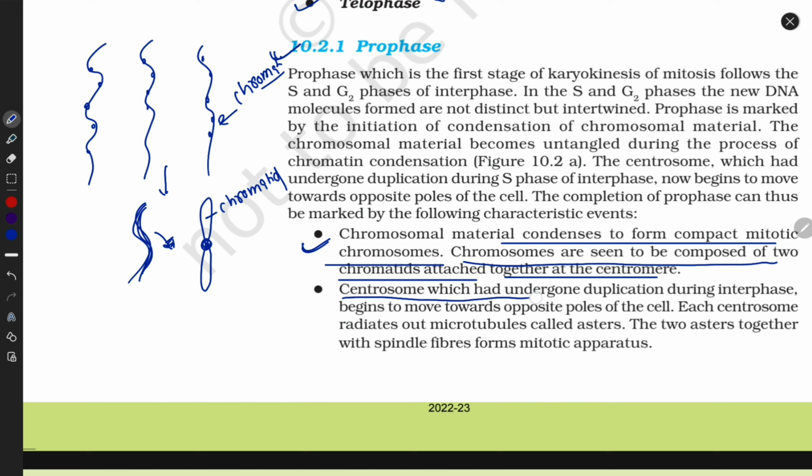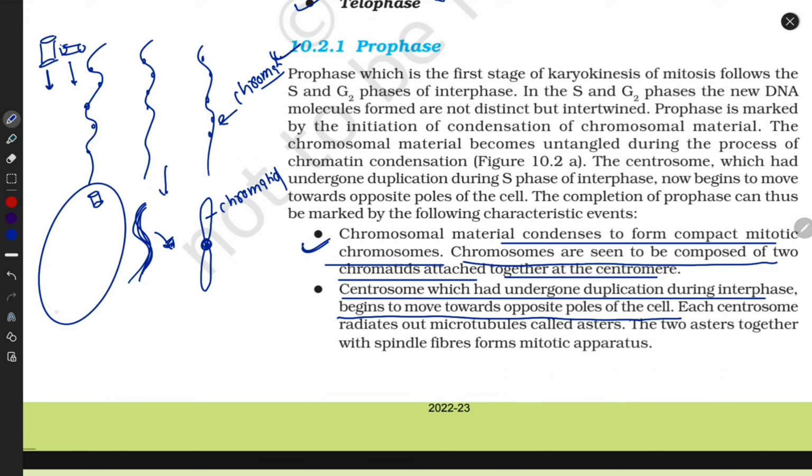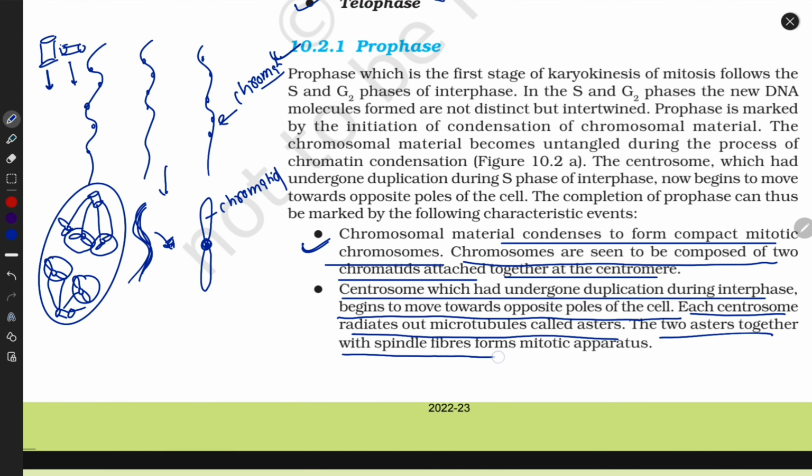Now the centrosome, which underwent duplication during interphase, the centriole already duplicated at the start of S phase, begins to move towards the opposite poles of the cell. This centriole goes to one pole and this centriole goes to the other pole. This is the cell, there is one centriole and here is another centriole. They reach different poles. Now they give rise to microtubules called asters. They attach to the centromere of the chromosome. Each centrosome radiates out microtubules called asters. The two asters together with the spindle fibers form the mitotic apparatus.